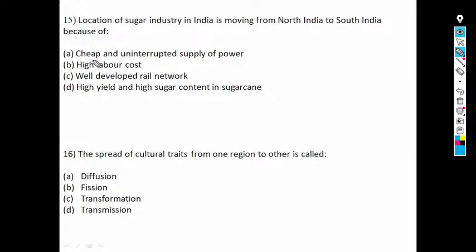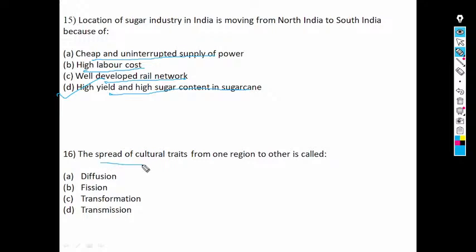It is cheap and uninterrupted supply of power. It is high labor cost, well developed network, and high yield and high sugar content in sugarcane. Why has the sugar industry shifted from north to south? The answer is D, high yield and high sugar content in sugarcane. Next, this one. Okay, we'll discuss this one, don't worry.